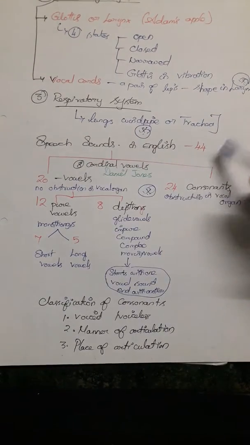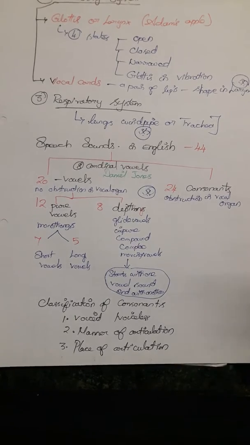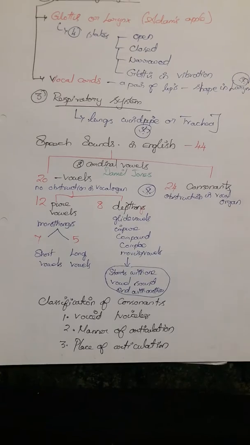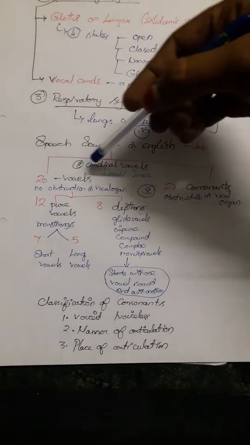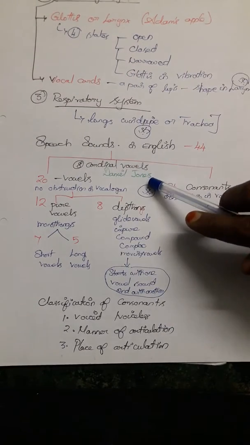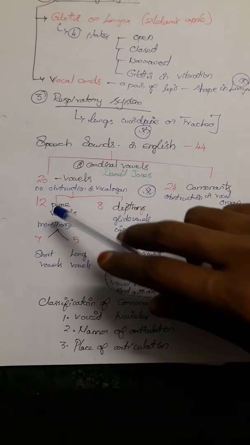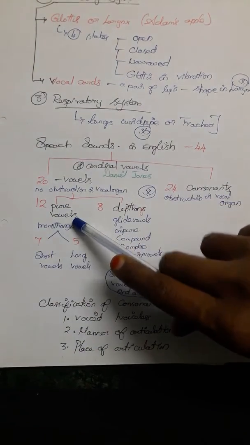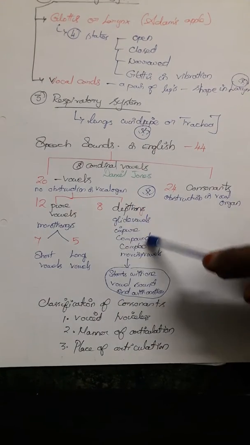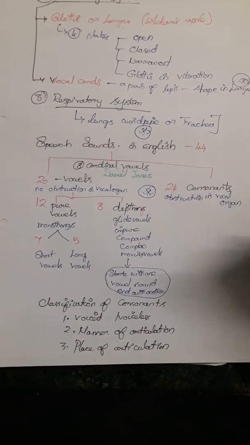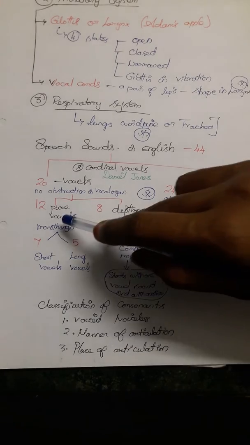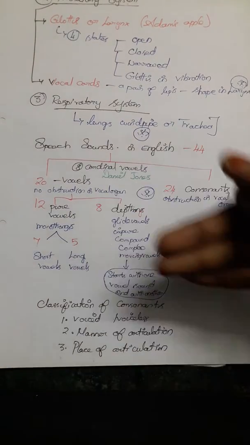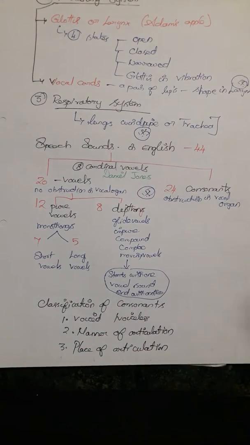The speech sounds of English has 44 speech sounds, and they have been divided into 20 vowel sounds and 24 consonant sounds, and 8 cardinal vowels were given by Daniel Jones. In the 20 vowel sounds, there are 12 pure vowels and 8 diphthongs. In diphthongs, 2 vowels glide together, so they are called diphthongs. The 12 pure vowels are monophthongs, and we have 7 short vowels and 5 long vowels.